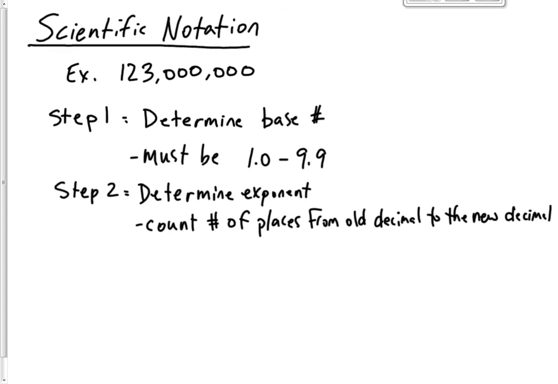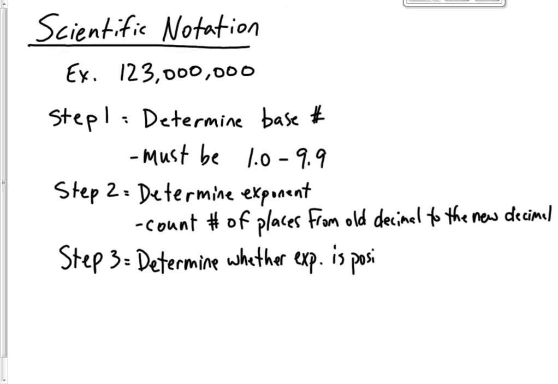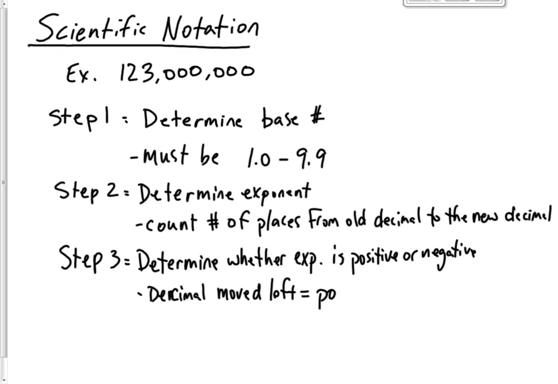Okay. And then finally, step number three, you're going to determine if your exponent is positive or negative. And the way we do that is if we move our decimal to the left, it's going to be positive. Okay, so decimal moved left equals positive. And if the decimal is moved to the right, it's negative.